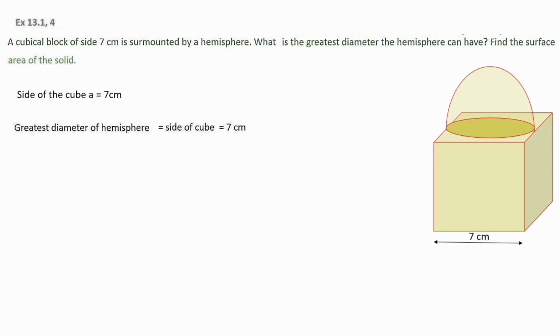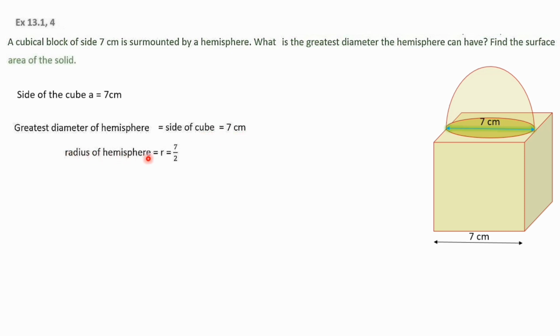Greatest diameter of the hemisphere, in the sense, the diameter comes here. This portion is the diameter. So the maximum possible length is 7 centimeter because it is kept on top of the cube. So the maximum possibility is the length of the diameter must be 7 centimeter. It should not exceed 7. So that is the maximum value. So let's draw it. This is the maximum length possible, that is 7 centimeter. So the first part answer is over.